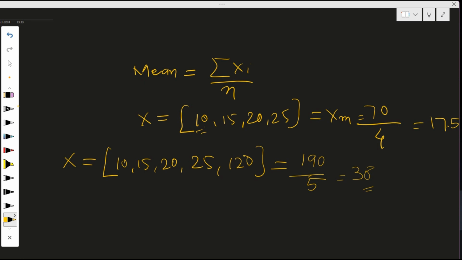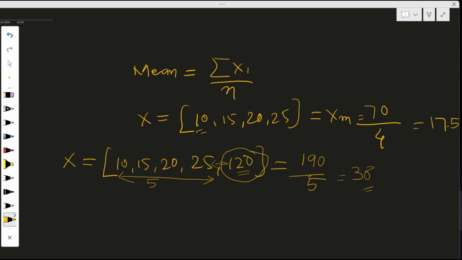You can see that out of these 5 data points, 10, 15, 20, 25, these 4 data points have a standard deviation of about 5, and the last one has a very huge deviation from the rest of these elements. This will behave as an outlier, right? And you can see how it has impacted the mean value, right?